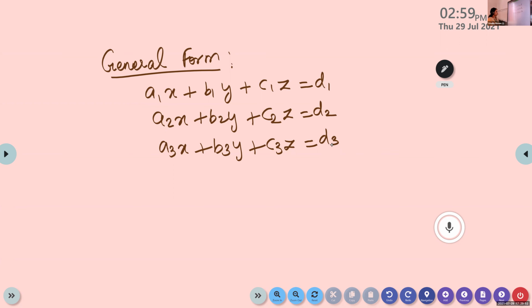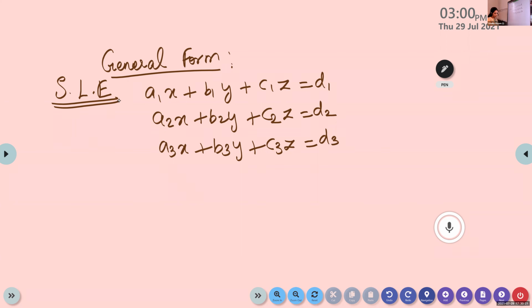So this we call the general form of simultaneous linear equations in three variables. Which are the three variables? x, y, and z are the three variables.